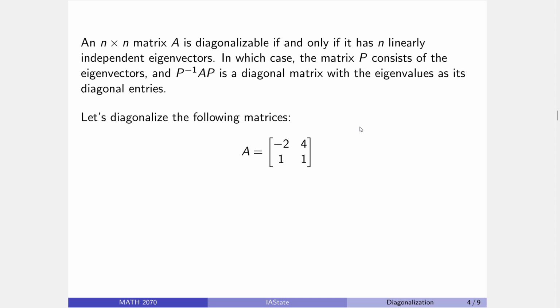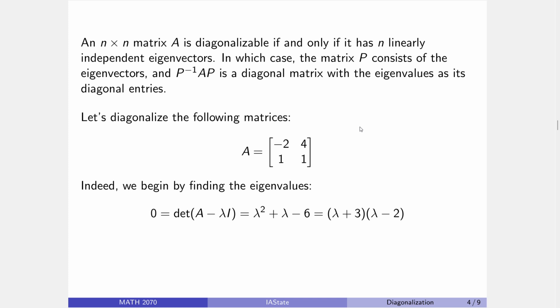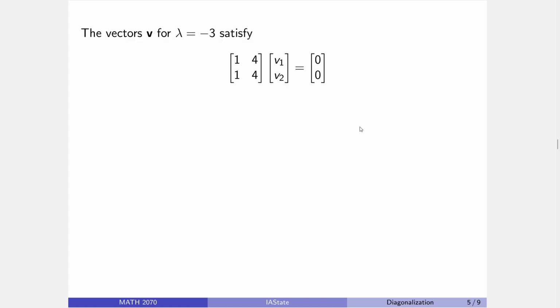All right, so the process of diagonalizing a matrix boils down to: get eigenvalues, get eigenvectors, and put it all together. So for this matrix right here, [-2, 4; 1, 1], let's get the characteristic equation. Eigenvalues are then easily seen to be -3 and 2. And then for each one of these, we will produce eigenvectors.